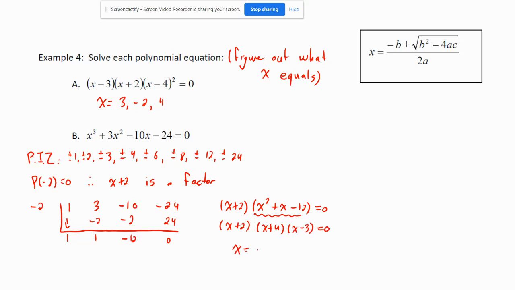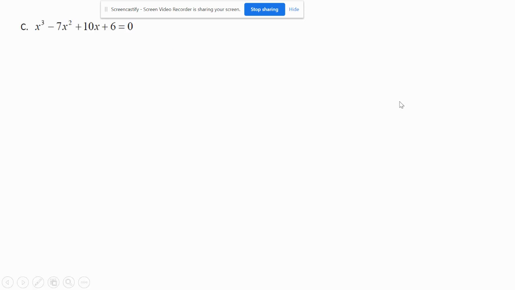So we get negative 2, negative 4, and 3 are going to be the three roots to this equation over here. Okay, so sorry, guys, these are the three roots to the equation, not the zeros. So these are the roots to the equation, is what we call them. Sound good?